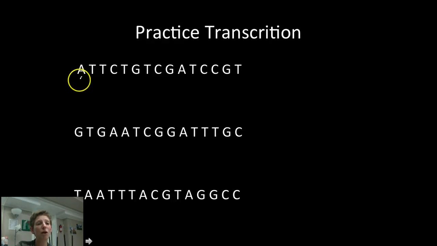So A will bond with U. Remember, T still bonds with A. Everything else is still the same. C bonds with G. T bonds with A. G bonds with C. So everything is still the same except that A will bond with uracil, U. So for all three of these, practice the new base pairing rules.